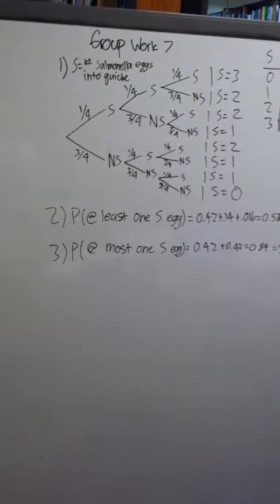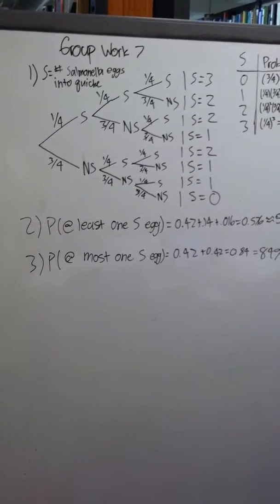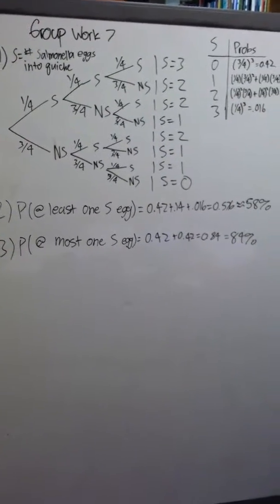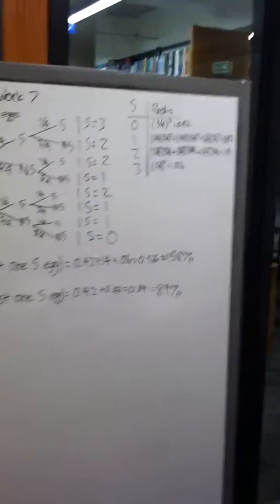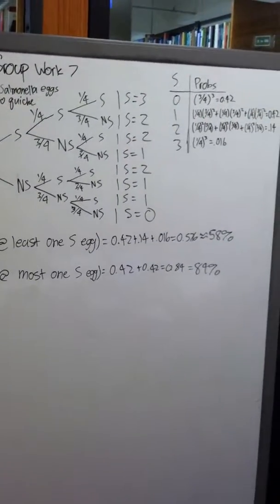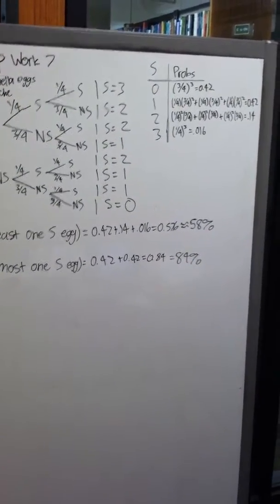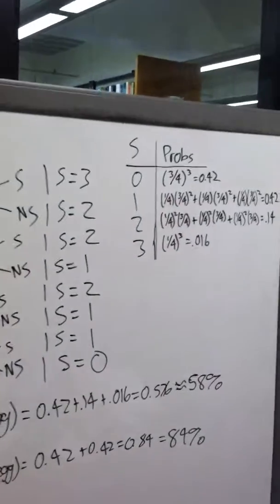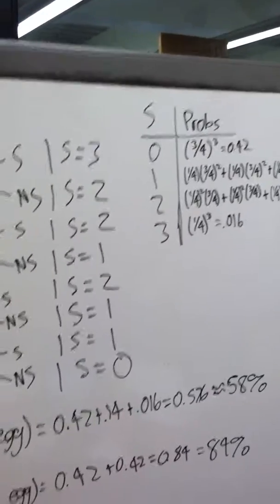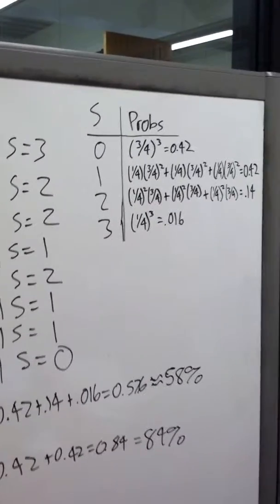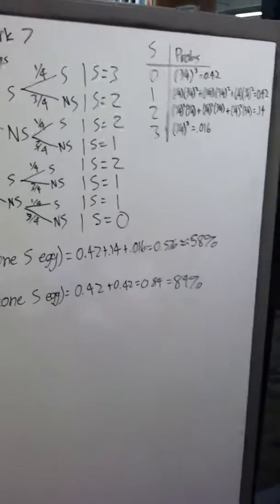For the third problem, it is asking what is the probability that the quiche contains at most 1 salmonella egg. Since we've already found it, we can just denote the probability of at most 1 salmonella egg is equal to 0.42 plus 0.42, which is equal to 0.84, or 84%. We can say that because for at most 1 salmonella egg, we would just take the probability of S equal to 0 and the probability of S equal to 1, and add them together to get 84%.